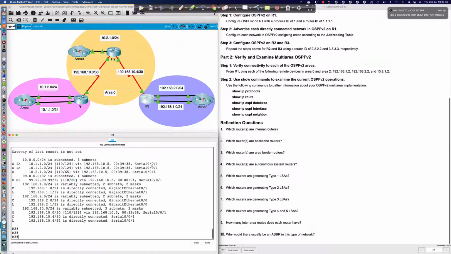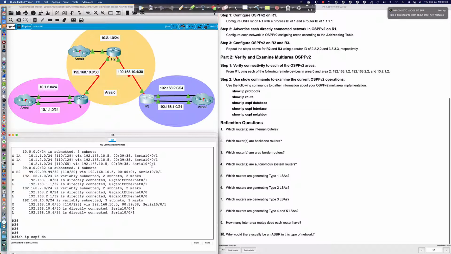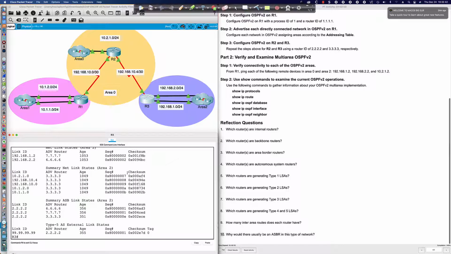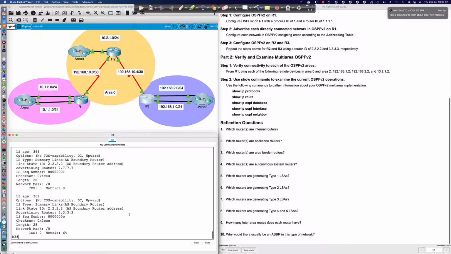If I come over to router 3, show ip ospf database, and we come down, we see the same thing. Here's your type 4 LSA, right? And again, it's a helper. Show ip ospf database asbr-summary. Go to the bottom here. And the advertising router of that type 4 LSA is router 3, who's telling people, hey, if you're trying to get to the 2.2.2.2, you can come to me. I know how to get there to the ASBR because I have the type 1 LSA.